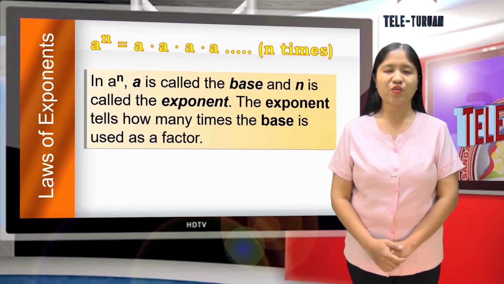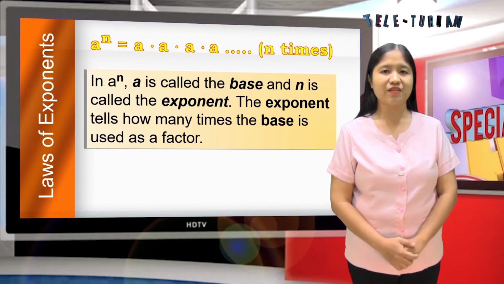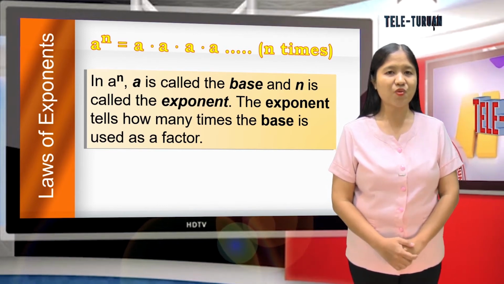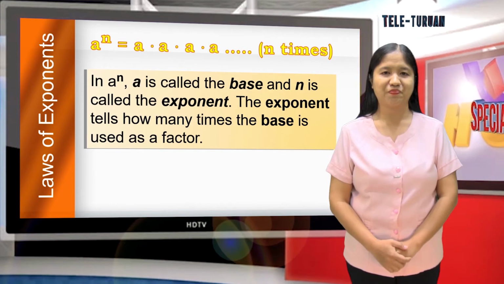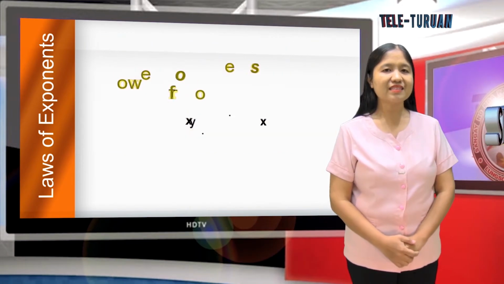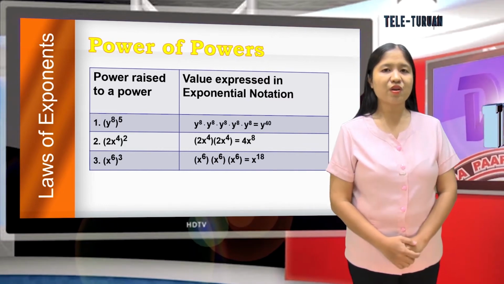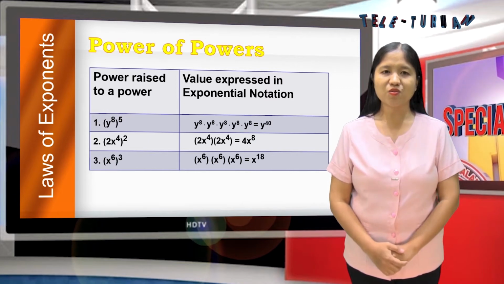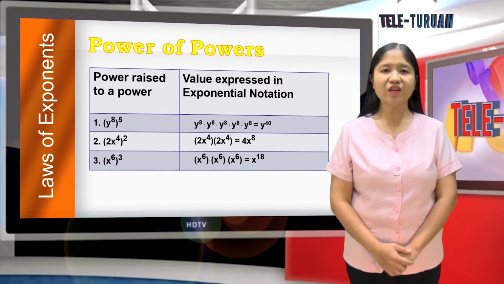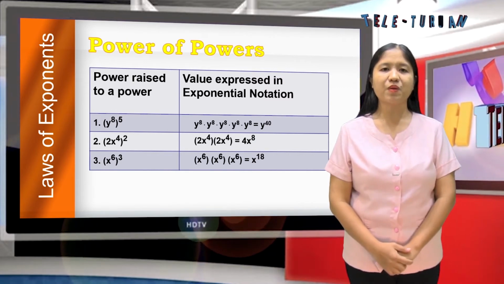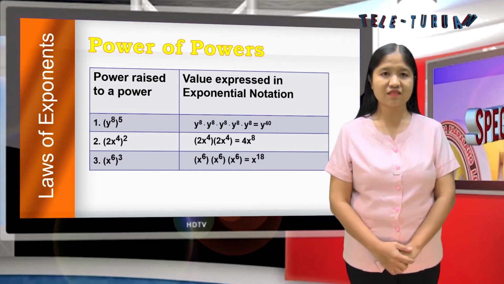The first law of exponents states that in a raised to n, a is called the base and n is called the exponent. The exponent tells how many times the base is used as a factor. Now, let us study the given table. Can you find an easy way of finding the result written in the second column? If you have not seen the rule, look and observe how the exponent in the second column is obtained from the exponent of the first column. Can you determine the second law of exponent?